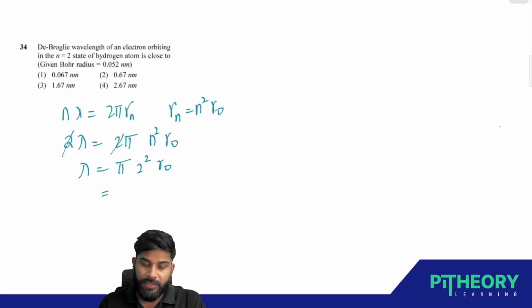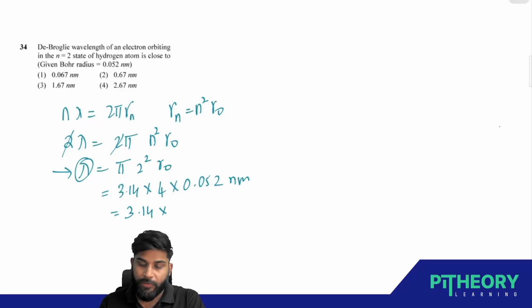So this is what your question asks, right? To find the de Broglie wavelength, lambda. So you can write 3.14 into 4 into what is r naught? r naught is nothing but 0.052 nanometer. So what will we get? 3.14 into 4 into 0.052, which is 0.208, this much nanometer.